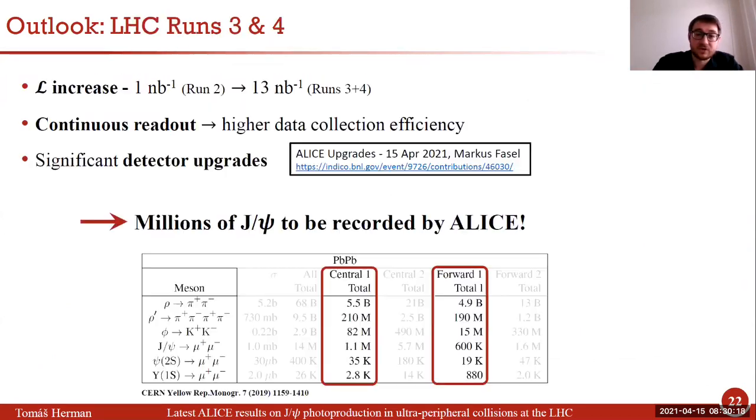Now looking at the future measurements, for LHC runs 3 and 4, we expect a factor of 13 increase in the integrated luminosity. Then ALICE will also operate in a continuous readout mode, and this will yield a higher data collection efficiency. And we also have significant detector upgrades. If you want to hear more details about this, you can have a look at the talk by Marcus. Anyway, the result is we will observe millions of J-psi to be recorded by ALICE, and also very impressive numbers for the other vector mesons.